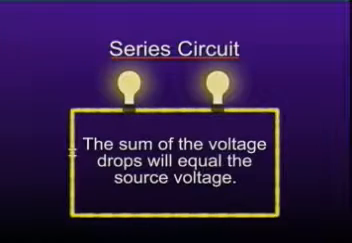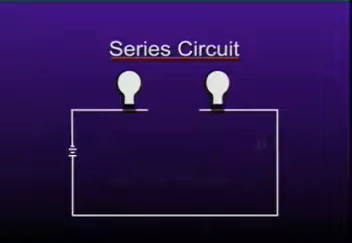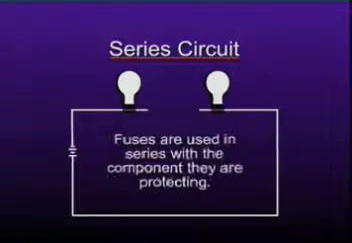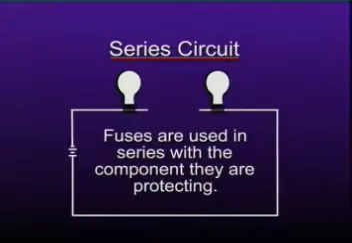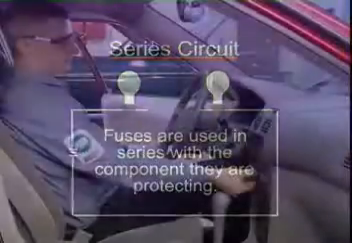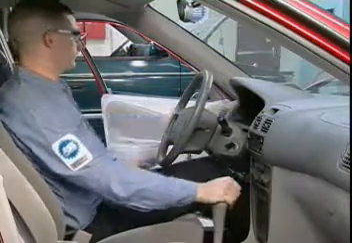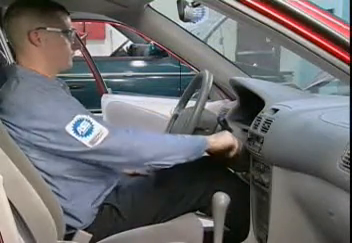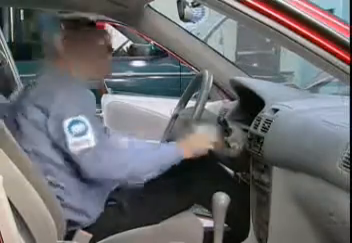Also in a series circuit, current will stop if a break occurs anywhere in the circuit. For this reason, fuses are used in series with the component they are protecting. The ignition system is an example of a series circuit. When the key is turned off, current ceases to flow in that part of the circuit.